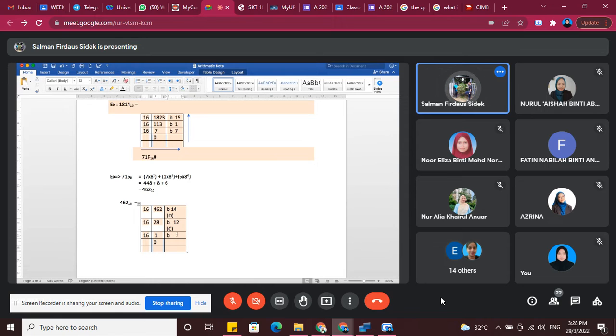So sini 16. Sini berapa? 1 kali 16, baki 12. Confuse saya. Berapa baki kat situ? Kenapa 12 pula? Sini ada 16 ni. 28 bagi 16 berapa? Ulang buat balik. 462 bagi 16. 28, 28 betul lah. Baki?